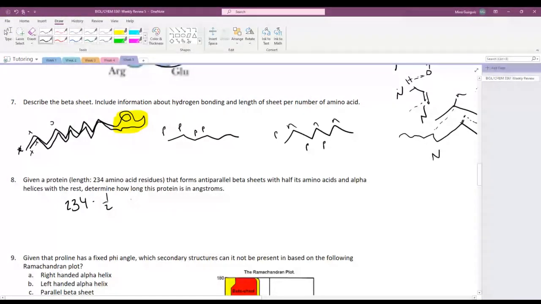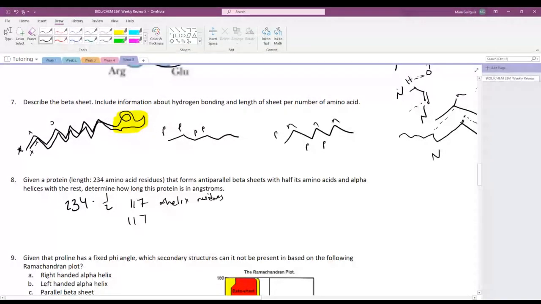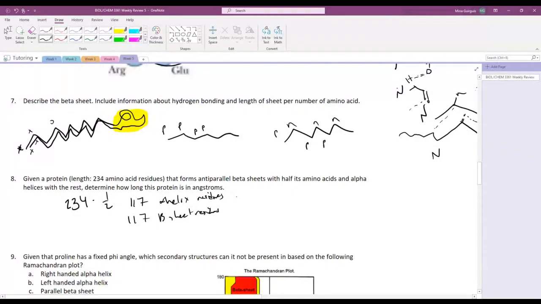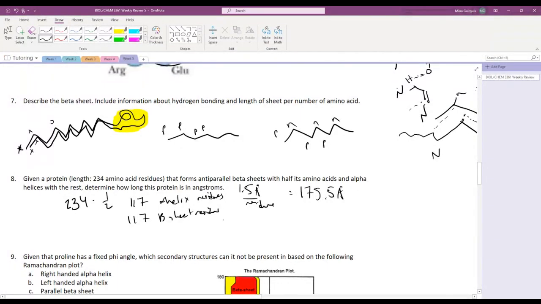So now I know that I'm dealing with 117 alpha helix residues and a number of beta sheet residues. So I'm going to go ahead and do that math. So 117 residues. I know that per residue of an alpha helix, it's 1.5 angstroms. 1.5 angstroms per residue. Okay, so I'm going to go ahead and just multiply them across. 117 times 1.5, and I'm going to get 175.5 angstroms.